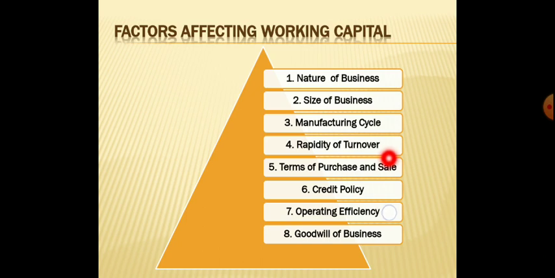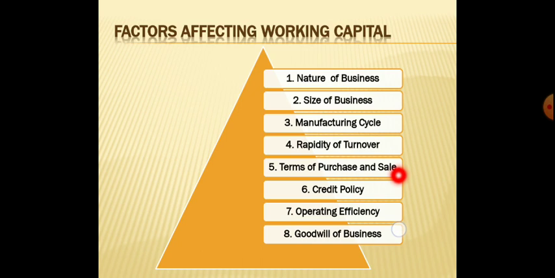The fourth point is rapidity of turnover. That means how quickly the working capital is converted into sales. The more quickly the sales take place, the less working capital is required. And if the sales occur after a long period of time, or the sales are not on a continuous basis, in that case your working capital will be locked up and you will require more working capital.